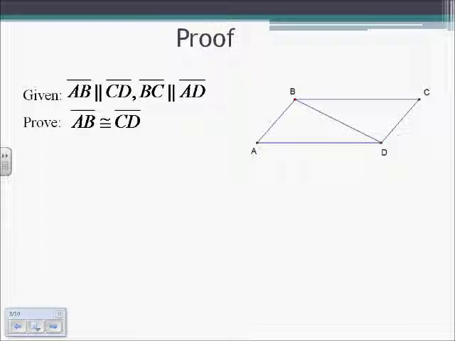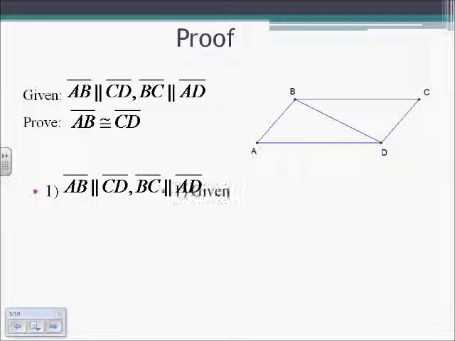Given AB is parallel to CD and BC is parallel to AD, we want to prove that AB is congruent to CD. So just thinking back to what I said a second ago, if I can somehow prove that triangle ABD and triangle CDB are congruent, then we know all the parts of those two triangles are congruent, and AB and CD are parts of that, which means they're congruent. Alright, how are we going to do this?